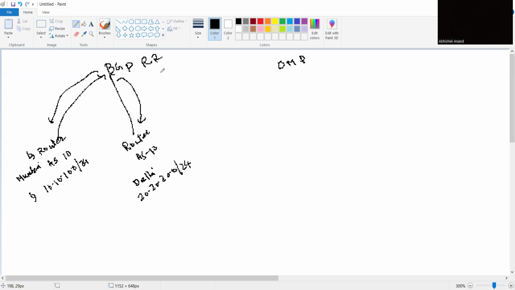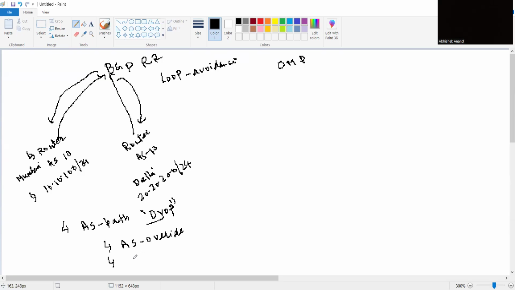The route reflector will not do any type of loop avoidance. So what does the router have to do? BGP running on the router checks the AS path, and then it will drop the route. BGP will be up, but you will not get the route in the BGP routing table. So you have to run either AS path prepend, not AS path prepend, or AS override, or you have to do allow-as-in.